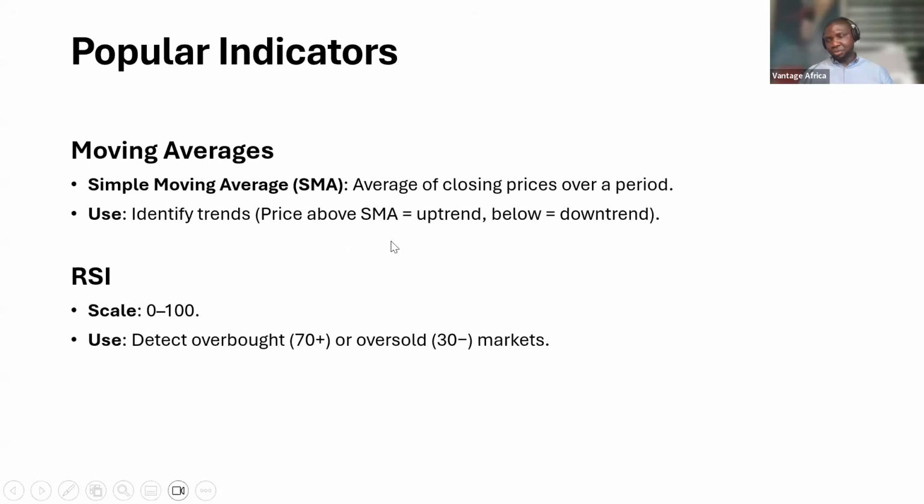So popular indicators. We have the moving averages. And for moving average, there are different types of moving average. We have the SMA. SMA is the simple moving average. We have the EMA. EMA is the exponential moving average. Okay? So most of the time, the SMAs are the most popular ones.